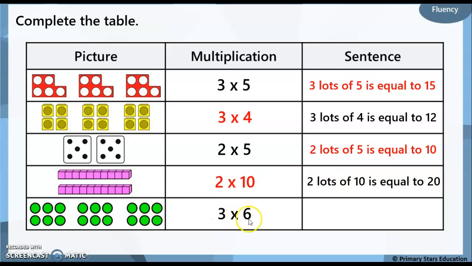Here we have 3 times 6, so we can swap that times for the lots of. 3 lots of 6. We might not know our 6 times tables. We can swap that around for a 6 times 3. 3, 6, 9, 12, 15, 18.